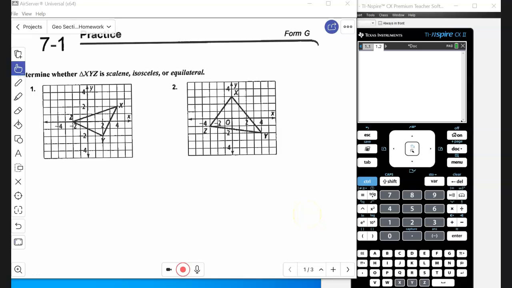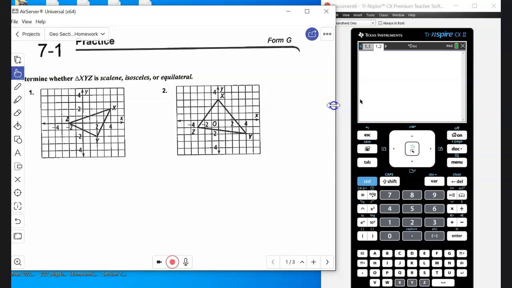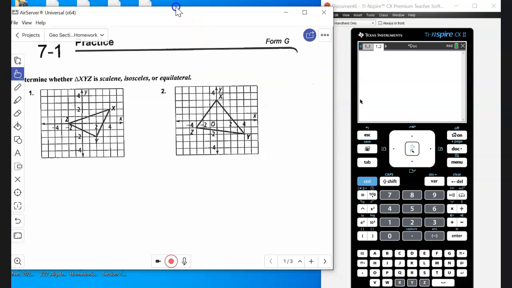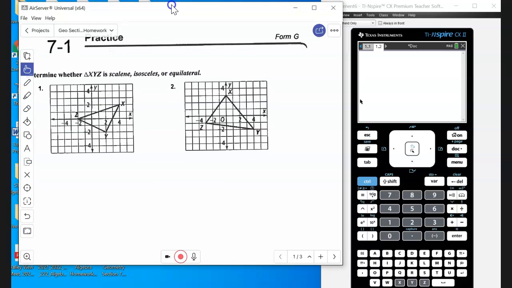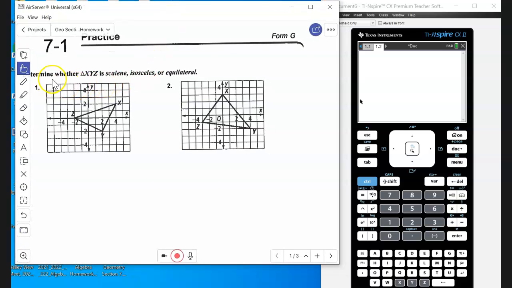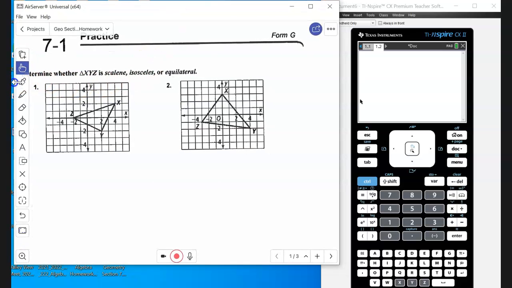This is homework 7.1, and I'm going to use the Inspire calculator to do some of the steps. We have to determine whether triangle XYZ is scalene. Remember, scalene means we have no sides that are congruent.